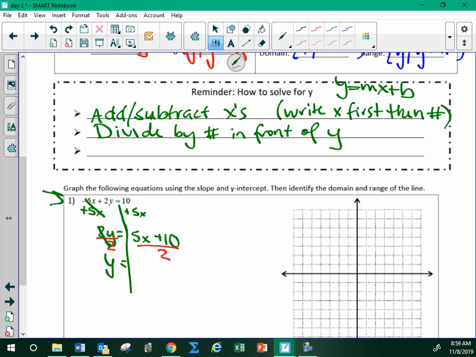All right, and then our last step is just simply to simplify. So let's go and finish our dividing here. 5 divided by 2. We can't reduce. But what's 10 divided by 2? 10 divided by 2. 5. Good try.